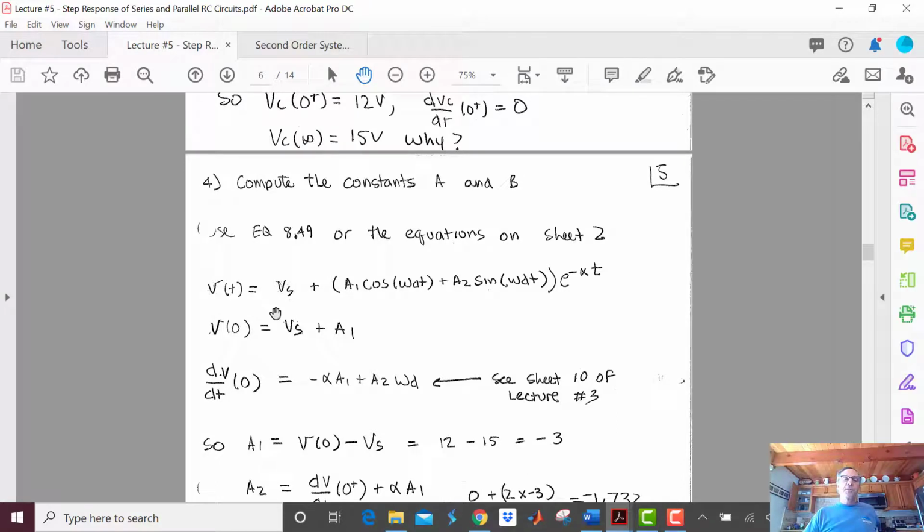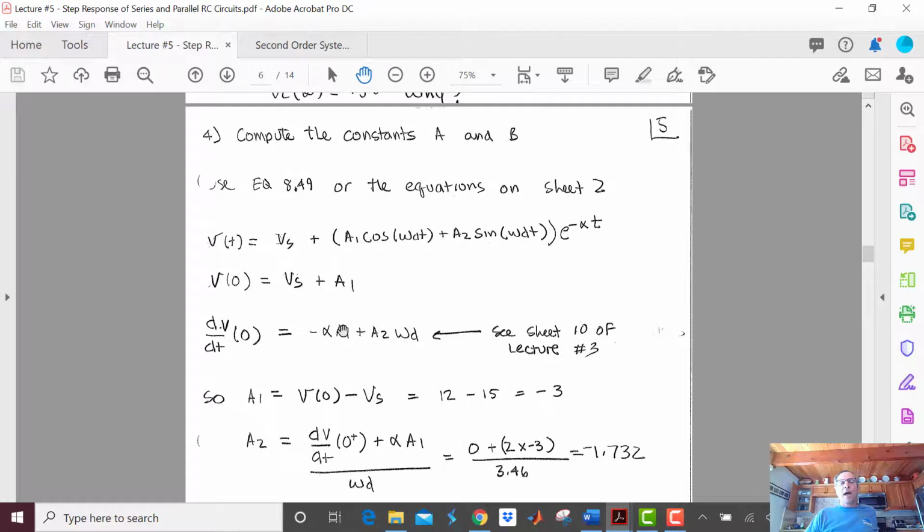And I know that V sub C of t is going to be, because this is underdamped, V sub s plus A1 cosine plus A2 sine. And we can see our damped frequency in here, omega d. We'll substitute 0 in. This becomes 0. This becomes A1. This becomes 1. And V at 0 is just V sub s plus A1. So what you can see from that is I can get A1 really easily. Let's do it right down here. A1 is equal to V0 minus Vs. We have both of those. It's 12 minus 15 gives us -3.